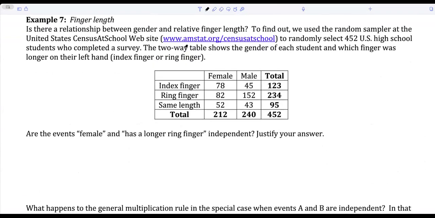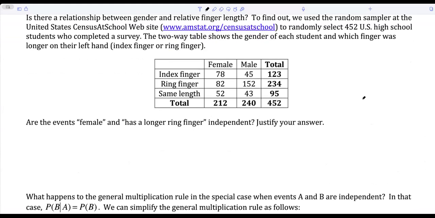Is there a relationship between gender and relative finger length? To find out, we use the random sampler at the Census at School website to randomly select 452 US high school students who completed a survey. The two-way table shows the gender of each student and which finger was longer on their left hand, either the index finger or the ring finger.